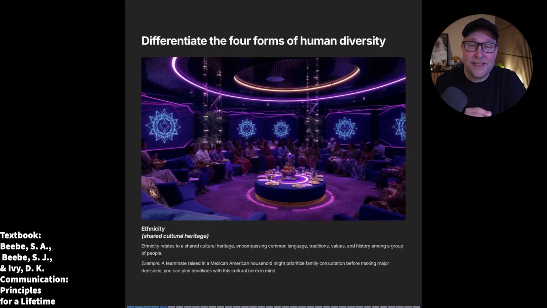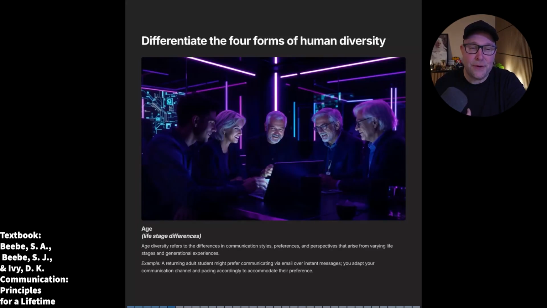It encompasses common language, traditions, values, and history among a group of people. Age diversity refers to the differences in communication styles, preferences, and perspectives that arise from varying life stages and generational experiences. You adapt your communication channel and pacing accordingly to accommodate their preference.